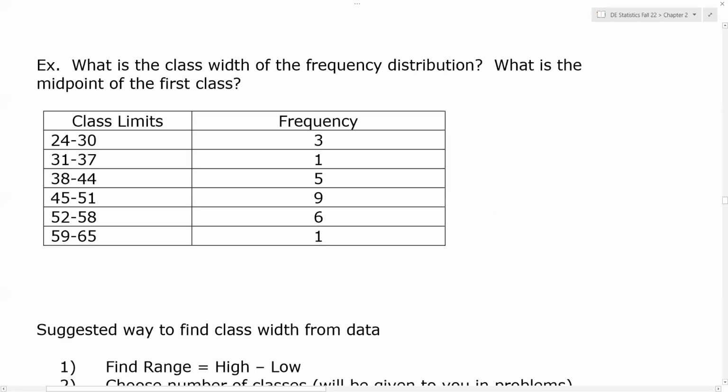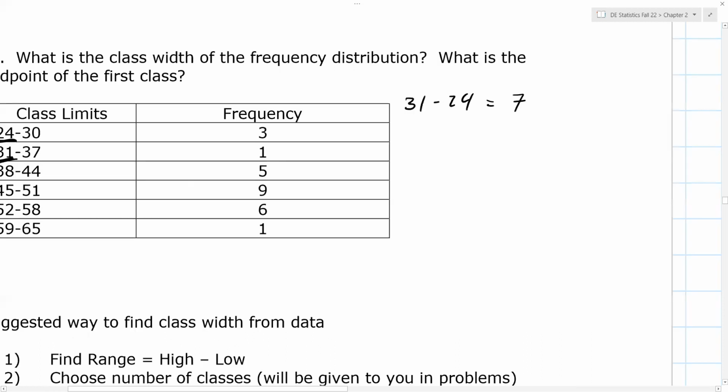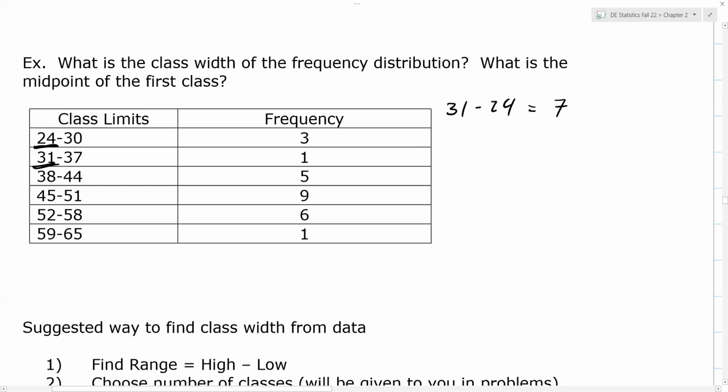All right, so here, let's find the width and then find the midpoint of our first class. So starting off, class width is found by subtracting consecutive lower limits. So I'm going to start off with our first and second lower limit. That means I'm going to take 31 minus 24, and I'm going to get 7. So my class width is 7.